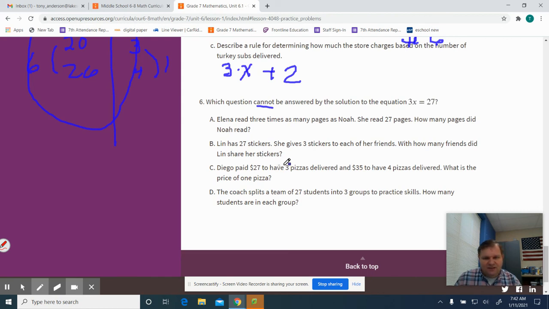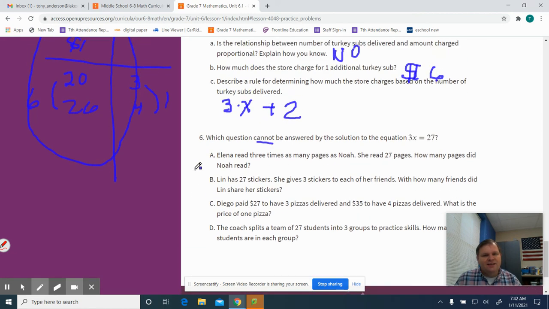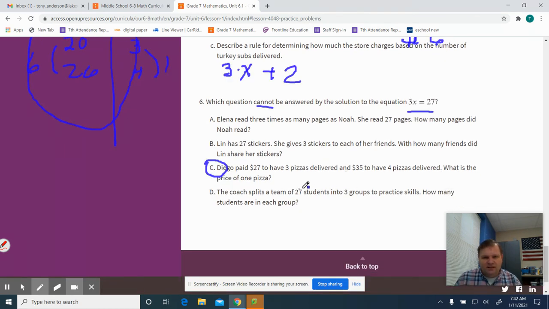Diego paid $27 to have 3 pizzas delivered and $35 to have 4 pizzas delivered. What is the price of 1 pizza? This is going back to this relationship, finding the relationship. This is the one where we just cannot use this equation. There's something else involved in that. He splits 27 students into 3 groups. 3 times what is those groups? So C is the answer to this one.